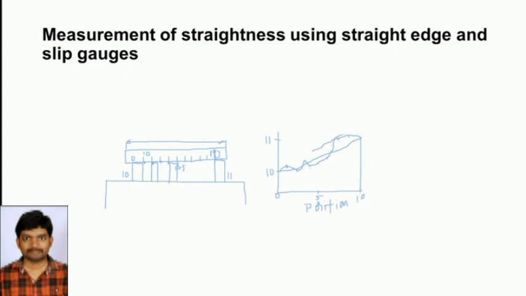So this is an edge to be inspected. So what is the error in this particular edge can be obtained by this method. Now another method is by use of spirit level. So we can check the straightness of the component.